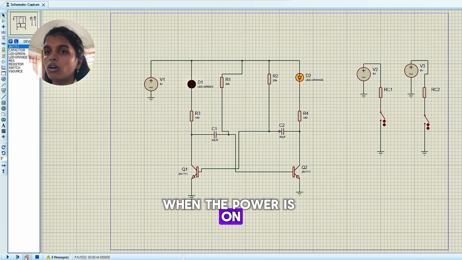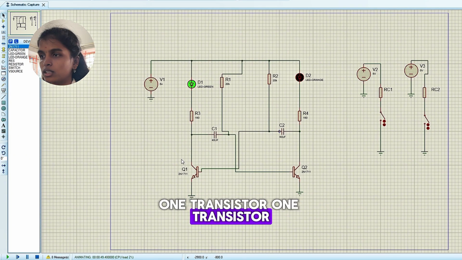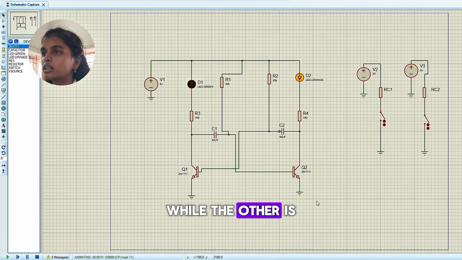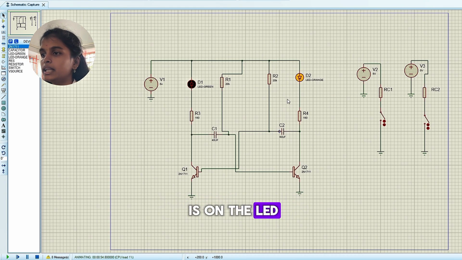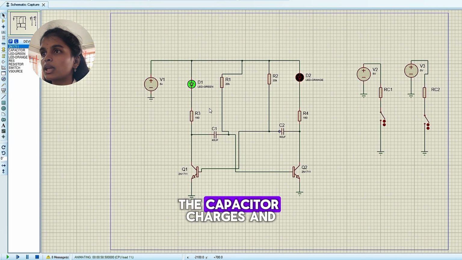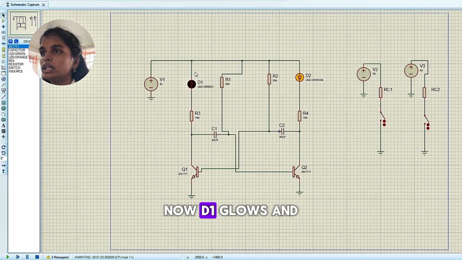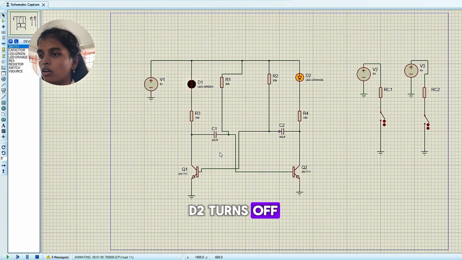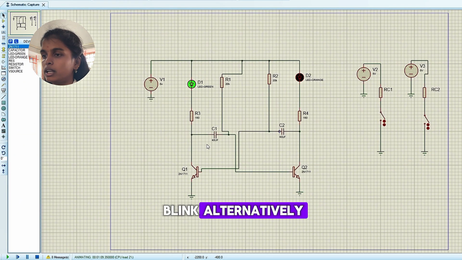When the power is on, one transistor turns on first while the other is in off condition. For example, when Q1 is on, the LED D2 glows and D1 remains off. After some time, the capacitor charges and changes the state. Then Q1 turns off and Q2 turns on. Now D1 glows and D2 turns off. This process repeats continuously, causing the LEDs to blink alternately.